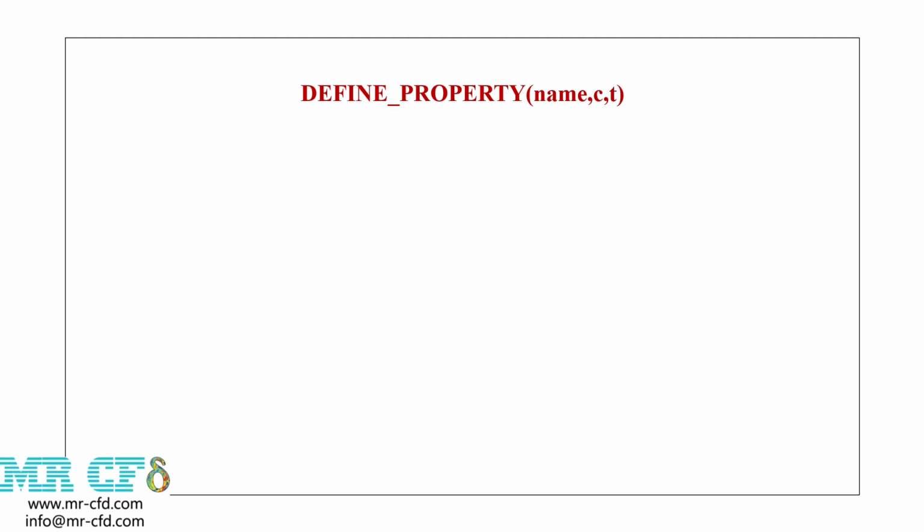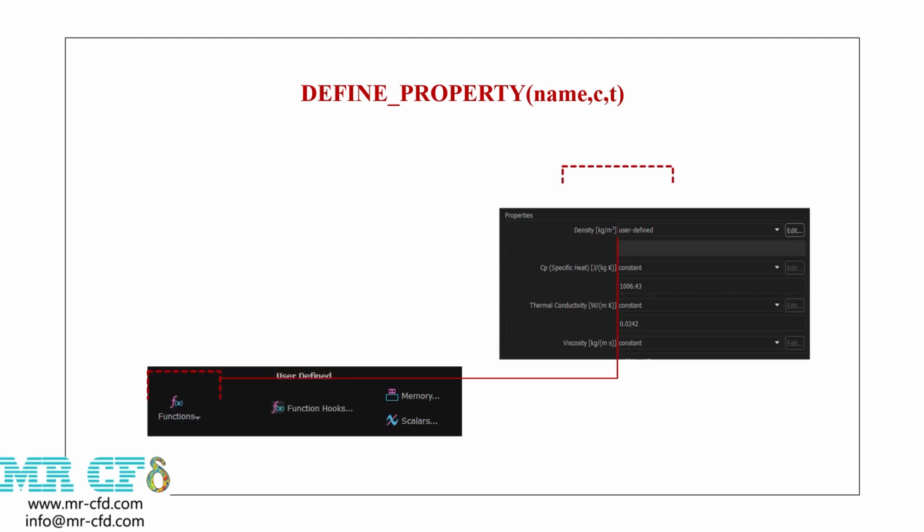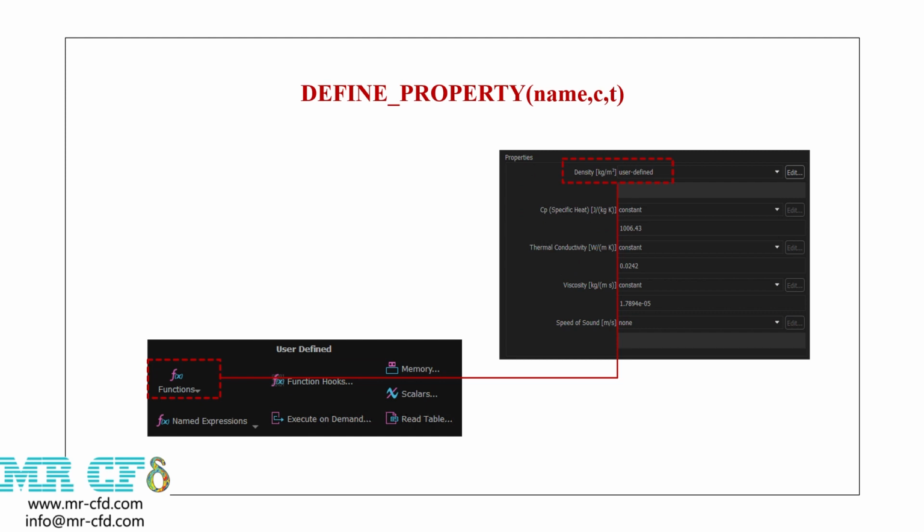To activate this function and link it to the software, you need to go to this path and define the function as a UDF for the software. It's worth mentioning that the UDF we define appears in Fluent software under the same name we defined in the first argument of the define macro.